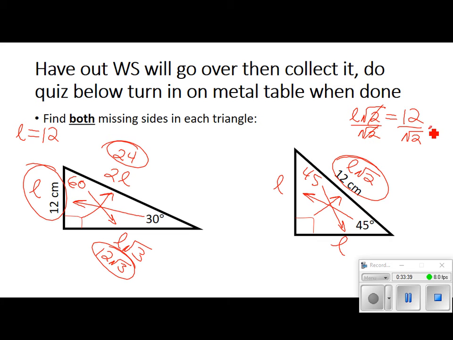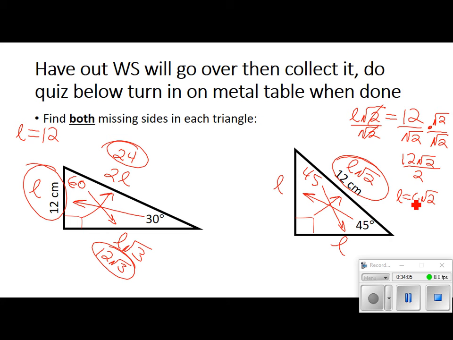So if you do this, you've got to times it by radical 2. This is the way Bobby got her answer apparently. What's on top? 12 radical 2. What's on bottom? 2. What will that reduce to? 6 radical 2. Then we do one just like this on the other side. So L equals 6 radical 2.